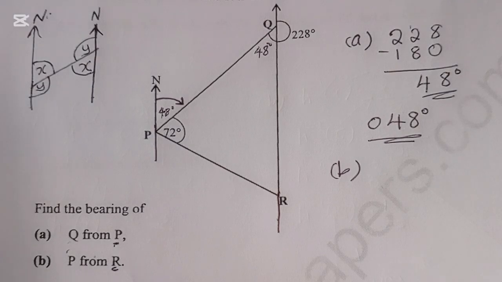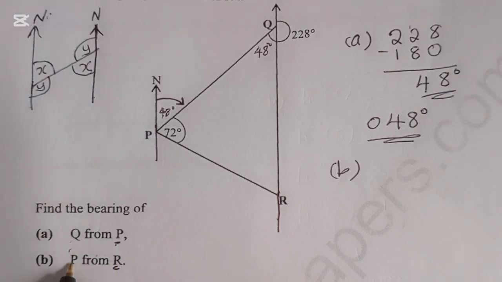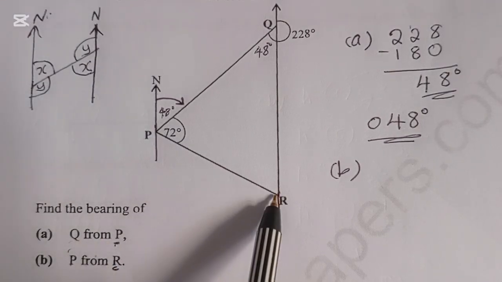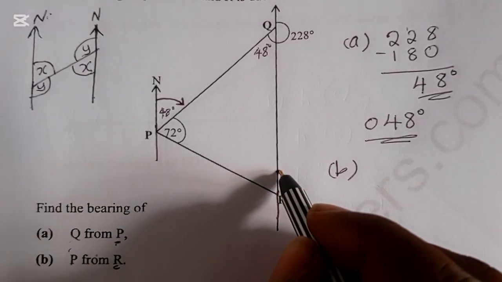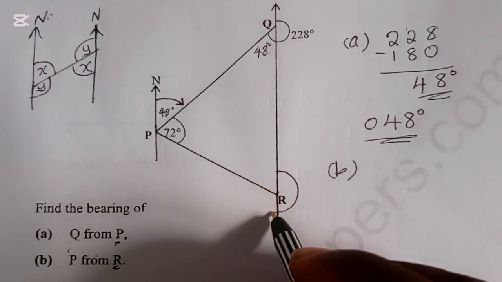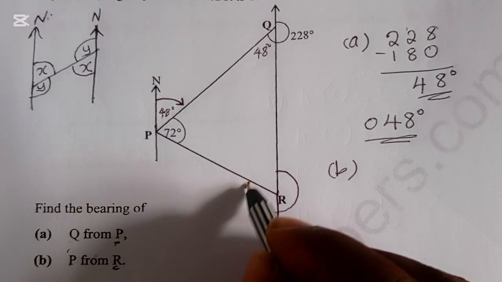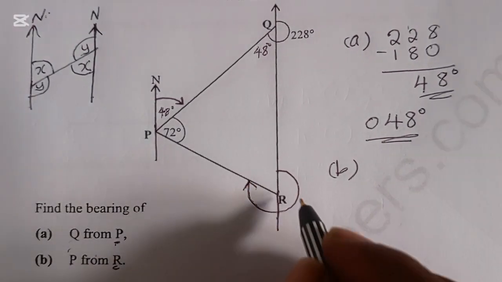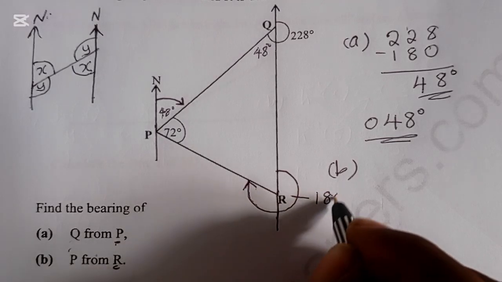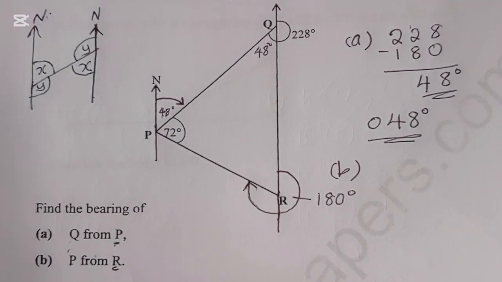Then I'll move from R to P. So where is P? This is P. So this becomes my R. So from here to here, this is the angle that we are looking for. And this is a straight line. A straight line adds up to 180 degrees.